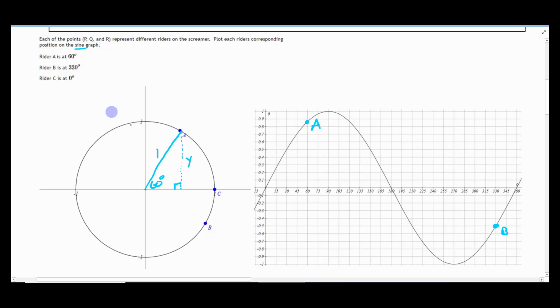Right, so one more, rider C is at 0 degrees. So 0 degrees would be right here. That's right where the sine wave starts. That's right where the Screamer starts. It all corresponds, right? And we would mark point C right there. Okay, it's a pretty easy problem. Just trying to link the two, the unit circle and the sine wave, to one another. Since the sine wave is built off the unit circle, we want to make sure that we understand how those two things are related to each other.